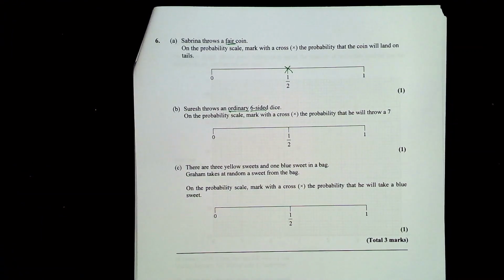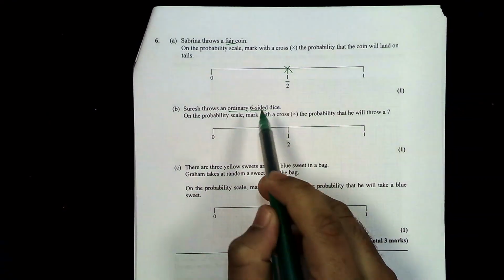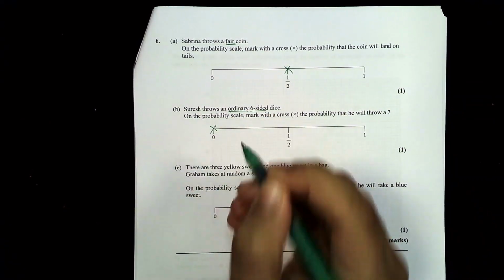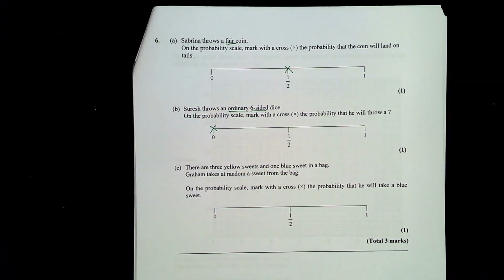You can get 10-sided dice, 20-sided dice, all sorts of different kinds of dice, but a normal 6-sided dice goes up to 6. So can you get a 7? No. So therefore the probability is 0.